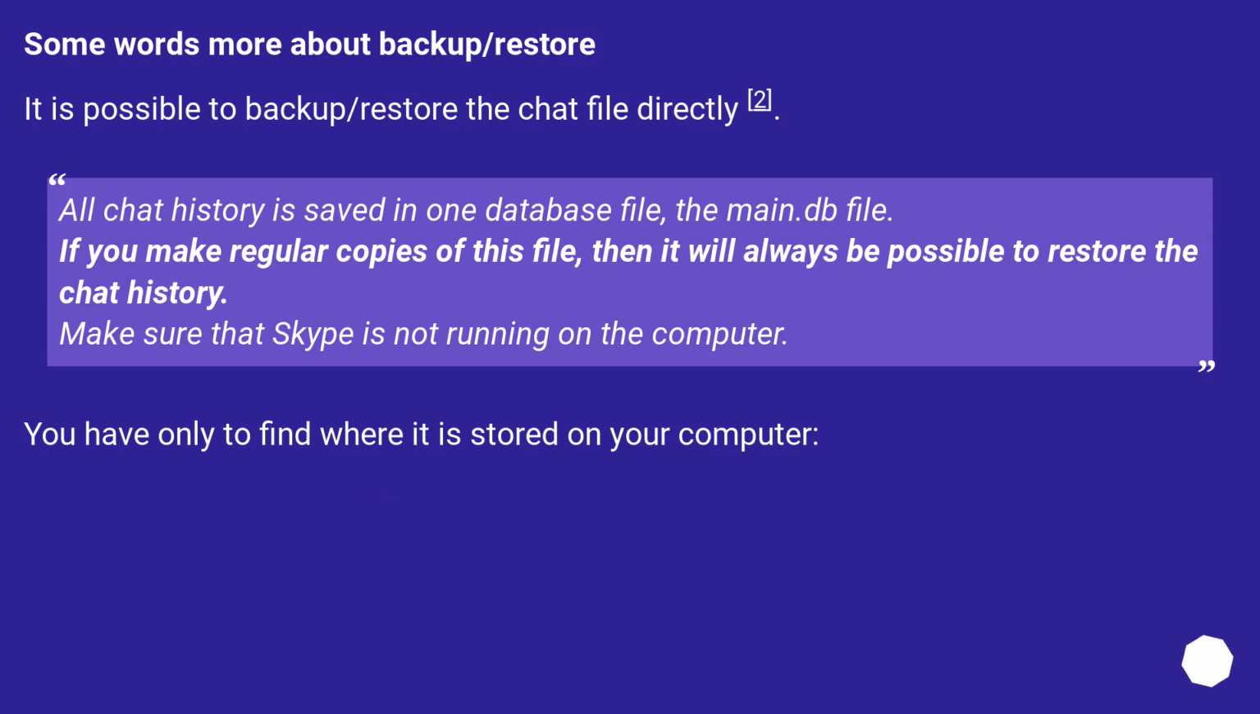Some words more about backup/restore. It is possible to backup/restore the chat file directly, too. All chat history is saved in one database file, the main.db file. If you make regular copies of this file, then it will always be possible to restore the chat history. Make sure that Skype is not running on the computer. You only have to find where it is stored on your computer.